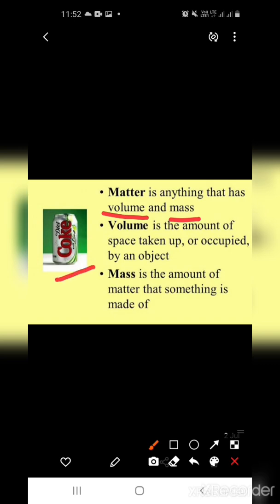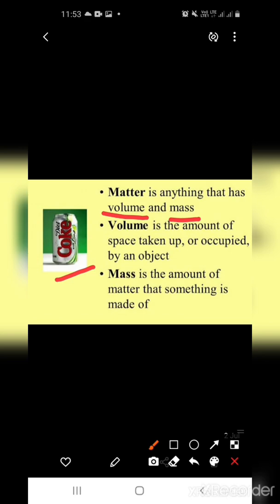This is a Coca-Cola can, right? So how much space does this can occupy? This is the volume: how much Coke we can fill in this can. This is the space, right? It is a 250 milliliter can, or 300 milliliter can, or 500 milliliter can. This is the volume, right?